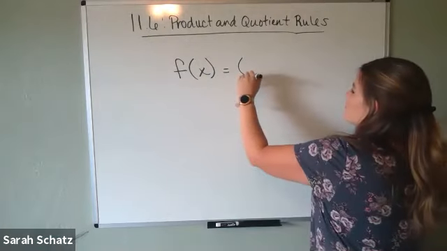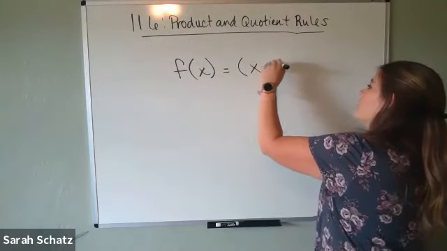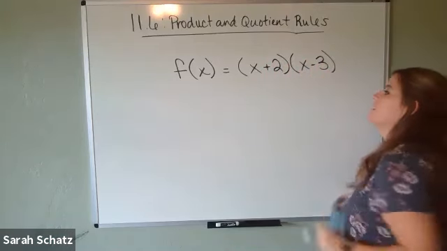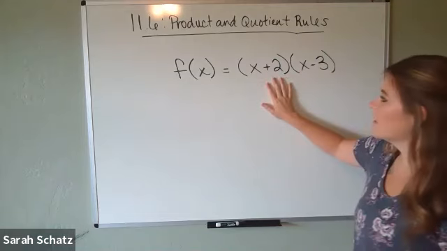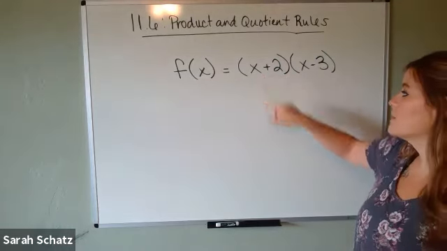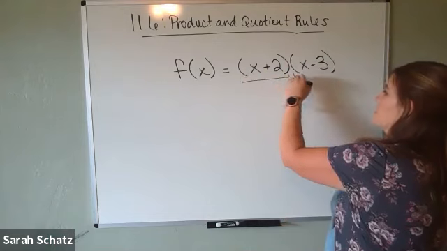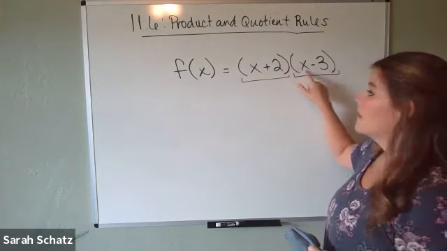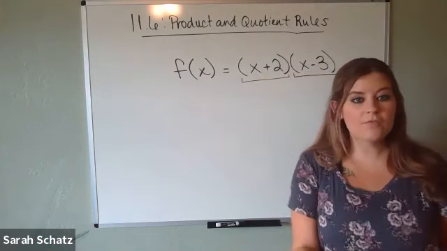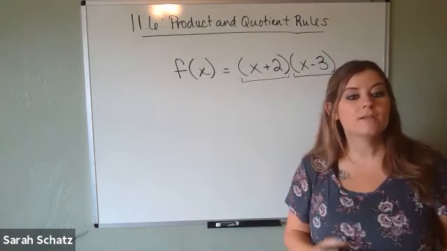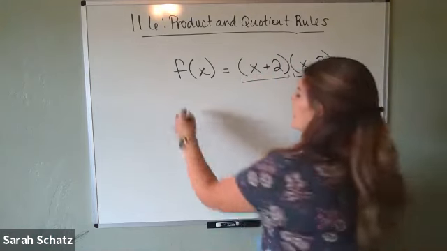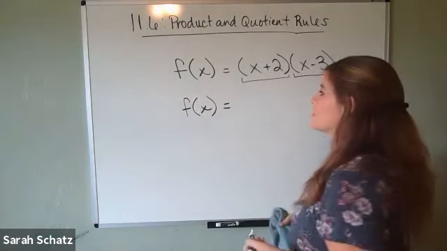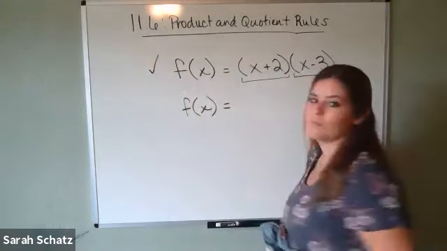So if I have f of x equals x plus 2 times x minus 3. So notice that I could see this as a product of this times this. Both factors of this product have an x term in them. This is a perfect example of a case where I could use the product rule. So I'll put a little check mark. Yes, we could use the product rule here.